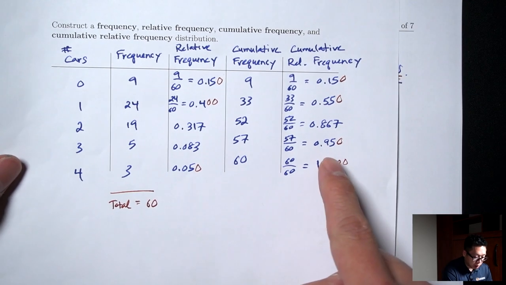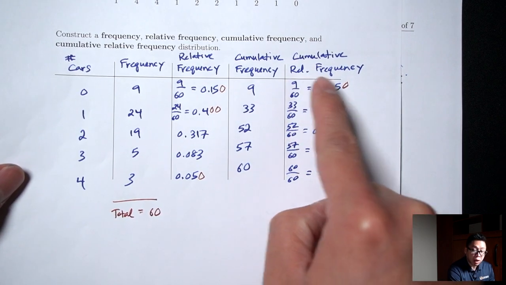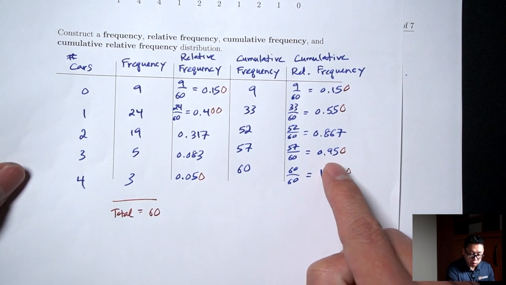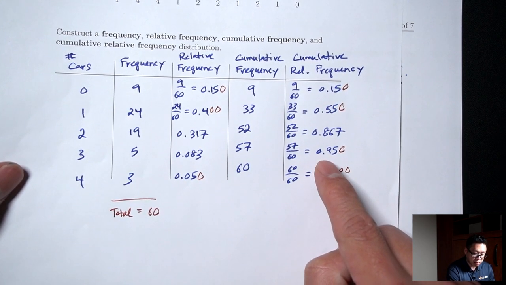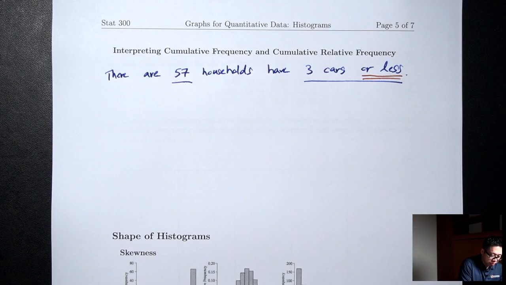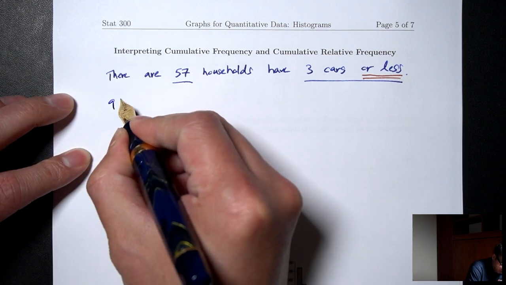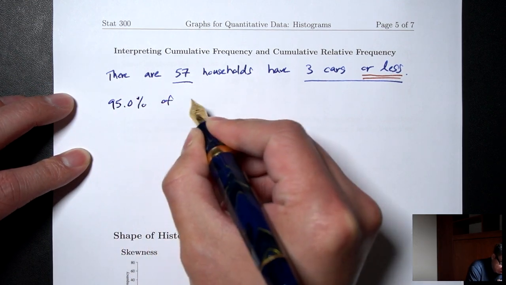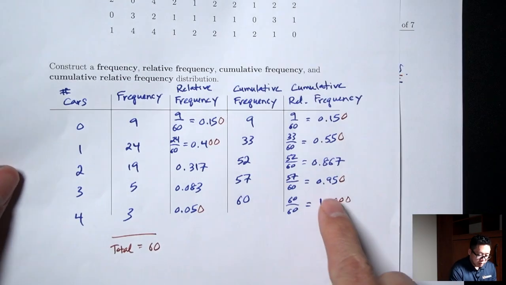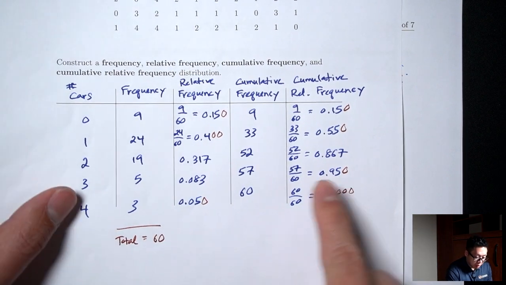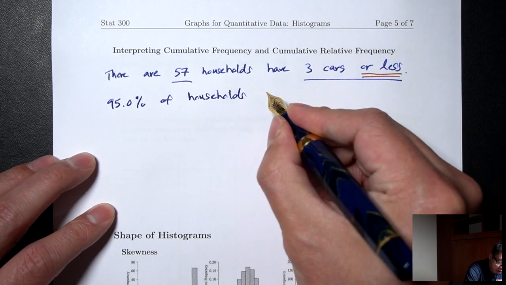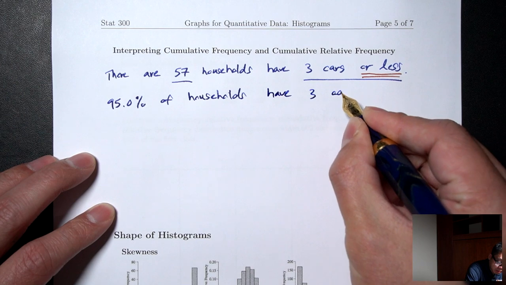And now for the 0.950, okay, anytime we're interpreting a relative frequency, I want you to convert it to a percent. Okay, convert 0.950 to a percent, move the decimal two to the right, that's 95.0. So 95.0% of households. And then same thing, this 95%, right, does not include just the three, right? It includes the three or less. So 95% of households have three cars or less.